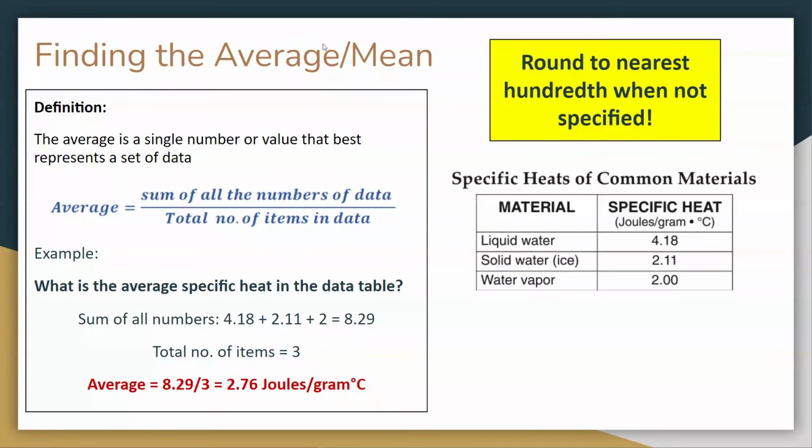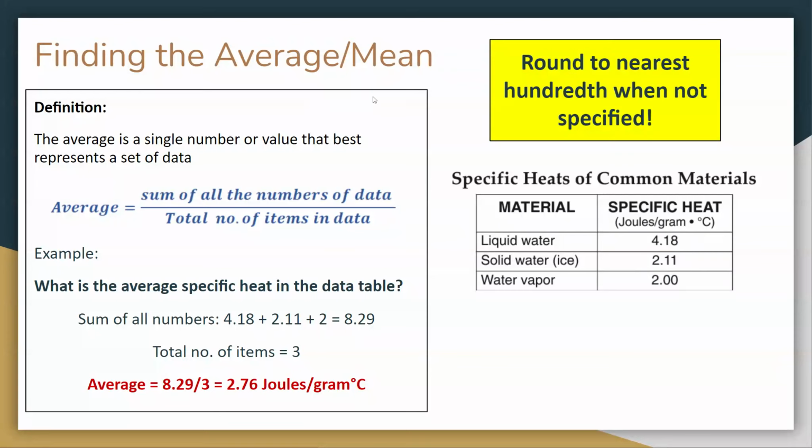Average and mean have the same meaning. They're just two different terms for the same meaning. So the definition is, the average or the mean is a single number or value that best represents a set of data. So if I have three different numbers, I want to represent all three numbers with one number that's kind of in between or in the middle of these three numbers. That would be my average or mean.